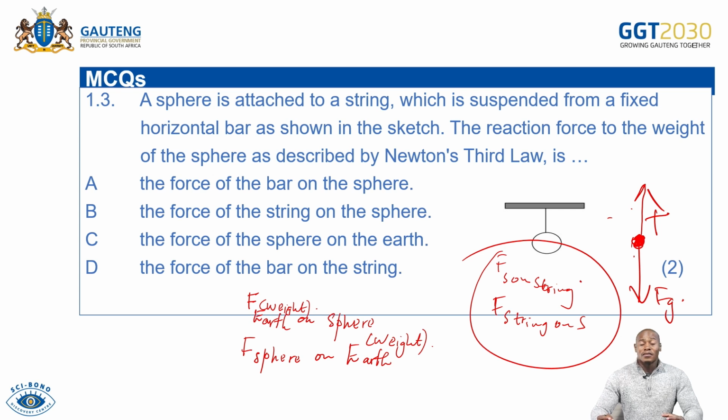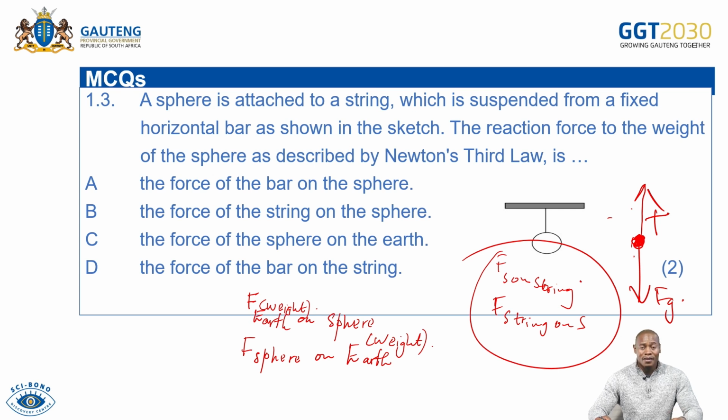So the focus is the sphere, right? If the focus was the string, you can see that the string is in contact with the sphere. So there will be a force exerted by the string on the sphere, which goes together with the force exerted by the sphere on the string. The string is also in contact with the horizontal bar, so there's a force exerted by the string on the bar, and the force exerted by the bar on the string.